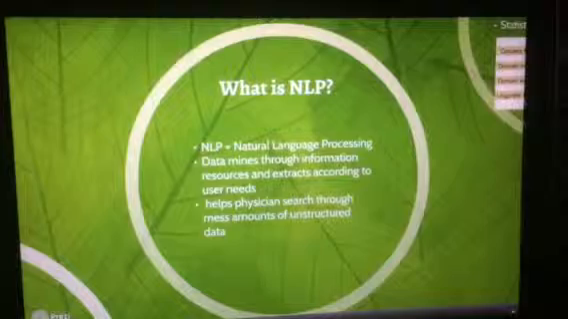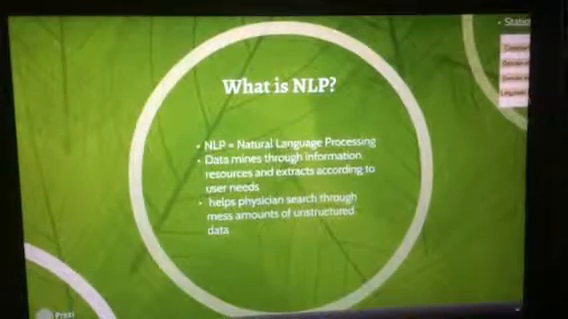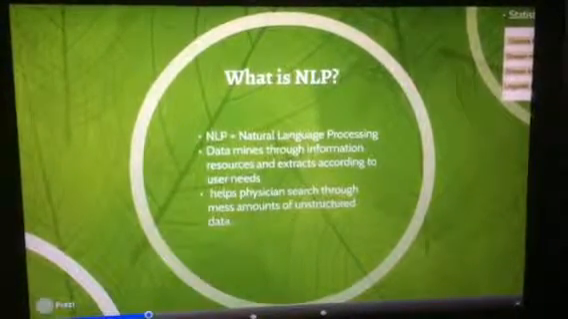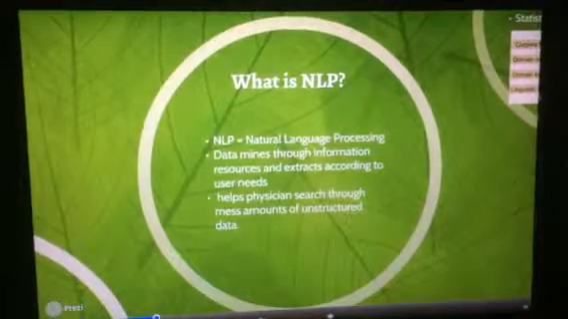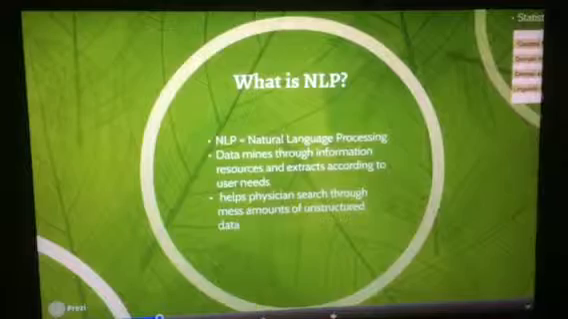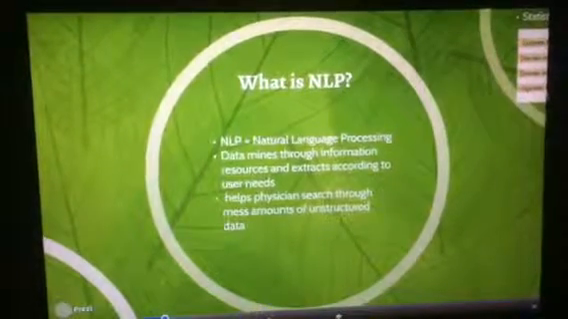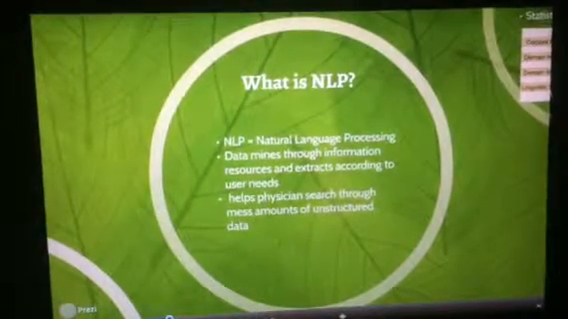What is NLP? NLP stands for Natural Language Processing. It is an information retrieval tool used to data mine for specific information and then to extract accordingly based on user needs. It provides huge benefits in decision support usage.